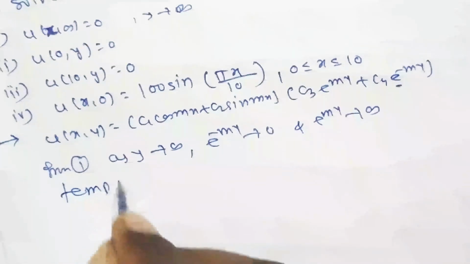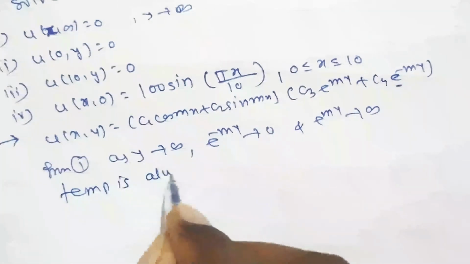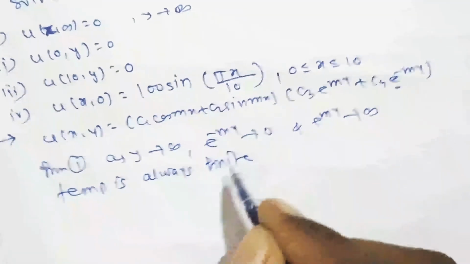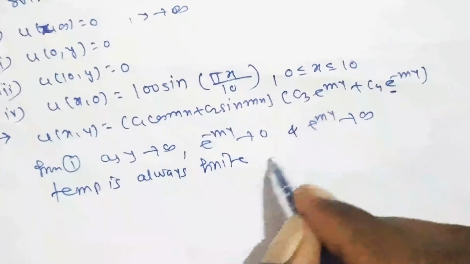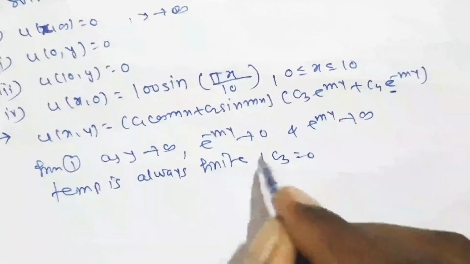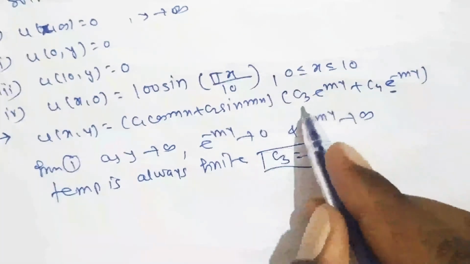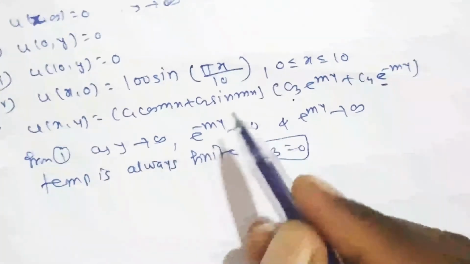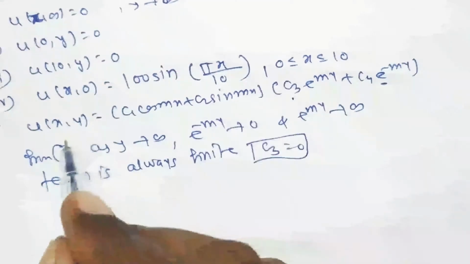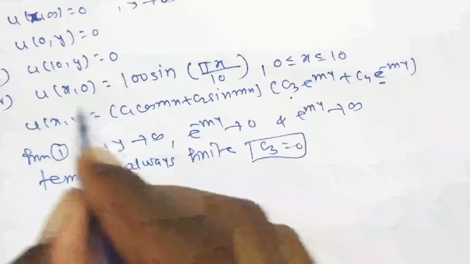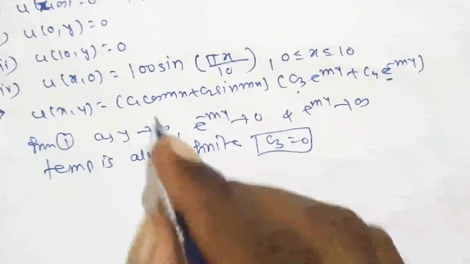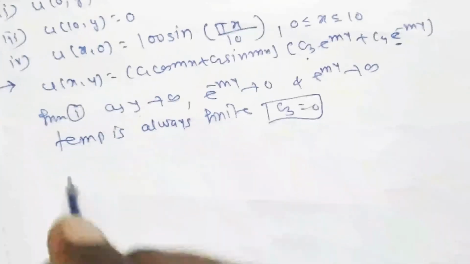Temperature is always finite, and this is possible only if we take c3 equal to 0. यदि c3 0 लिया तभी ये 0 आएगा, मीन्स तभी ये फाइनाइट मिलेगा. If we take c3 non-zero, then for y infinity we will get the value of temperature as infinity. So temperature is finite, which is possible only if c3 equal to 0.